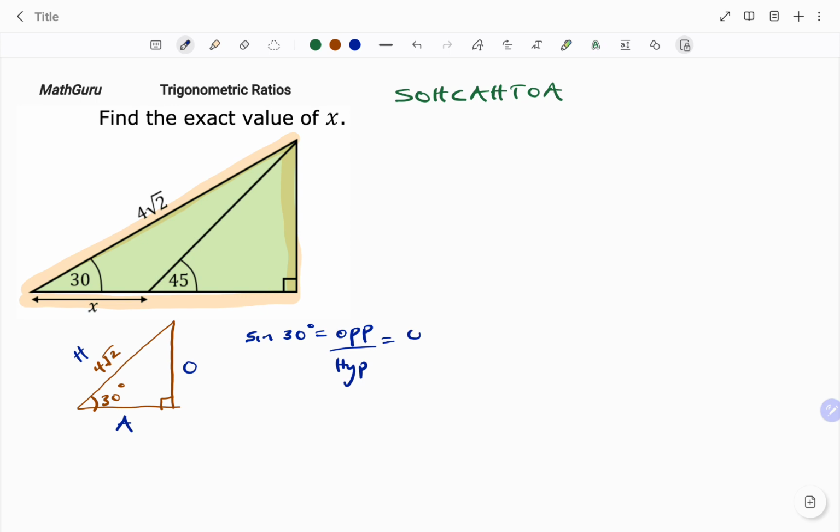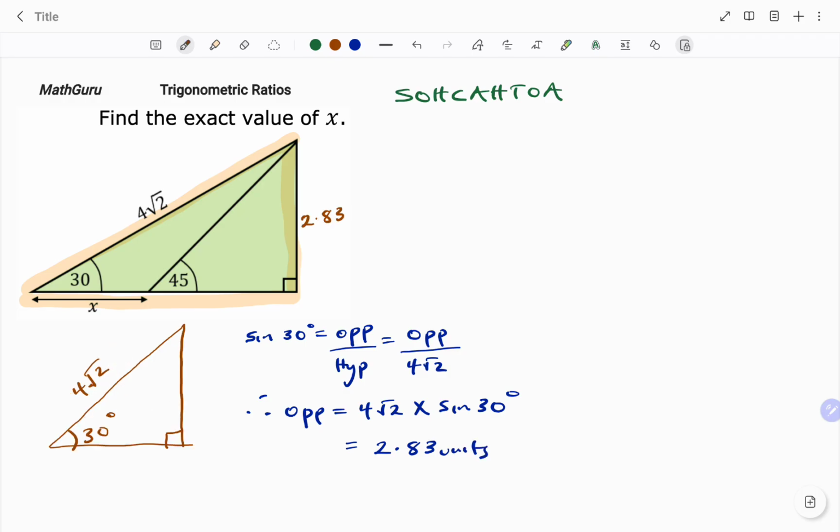In this case, I don't have a value for my opposite, but I have a value for my hypotenuse, that's 4√2. Therefore, to find my opposite, that will be 4√2 times sine 30 degrees. And if I calculate that, my opposite will be 2.83 units. Now that I have that side as 2.83 units, I can find the third side of the triangle using my Pythagoras theorem.